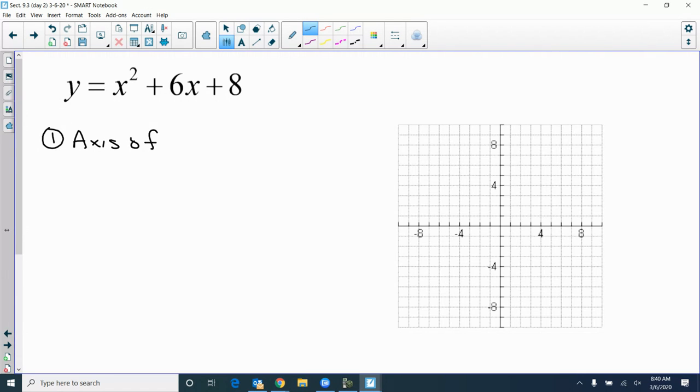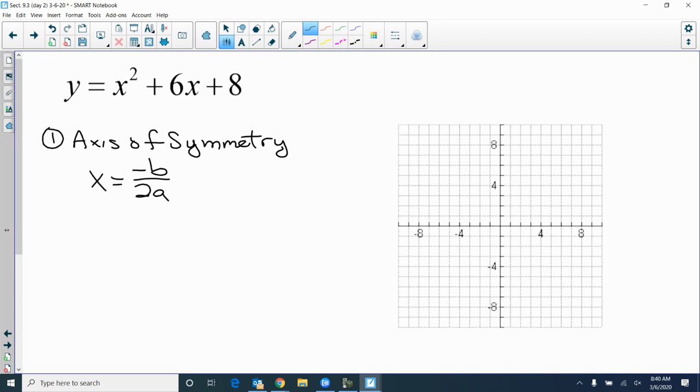Okay, and what do I use to find the x? There we go. Negative b over 2a. To find the axis of symmetry, x equals negative b over 2a.